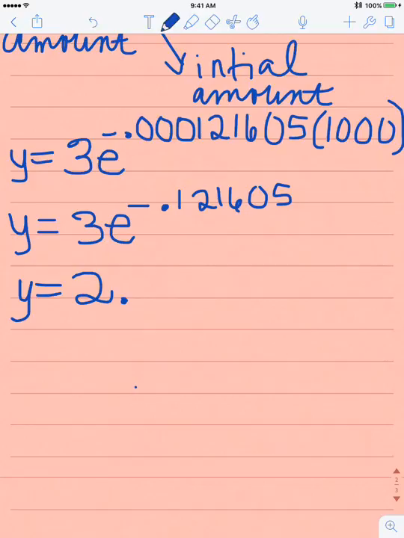Let me just double check my answer here. Yep. And that's how much carbon-14 I'm going to have left after 1,000 years.